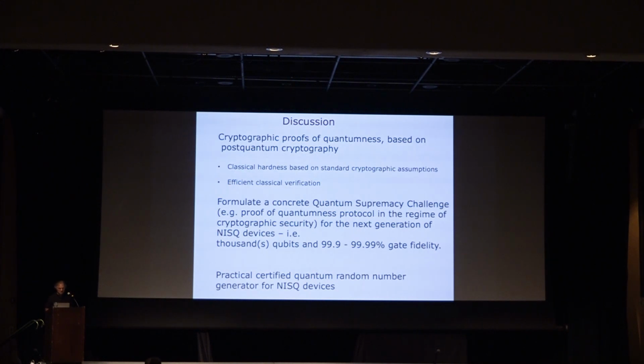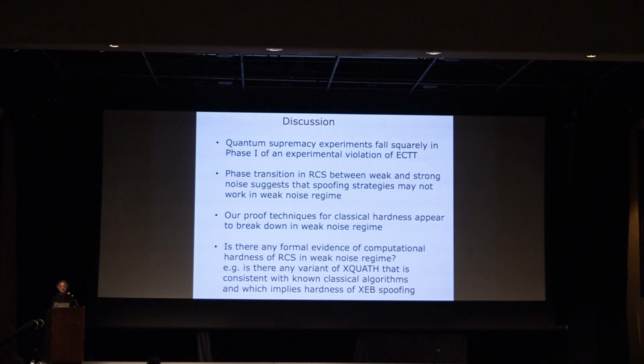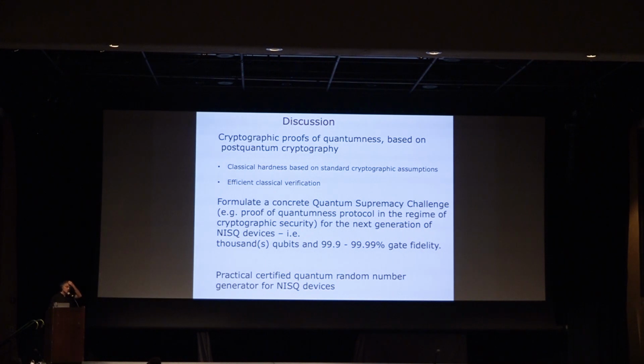Okay, so let me just finish up with a couple more points of discussion. There are other things we can do in terms of quantum supremacy. There are the so-called cryptographic proofs of quantumness, which are based on post-quantum cryptography. The classical verifier knows the secret key for this post-quantum cryptography, and therefore can use that to test the quantum computer. There are two advantages of this. One is classical hardness is now provable and based on standard crypto assumptions. The second is the verifier is now efficient.